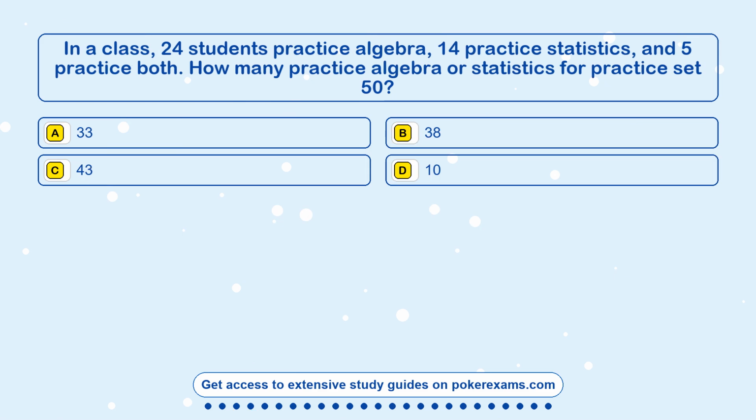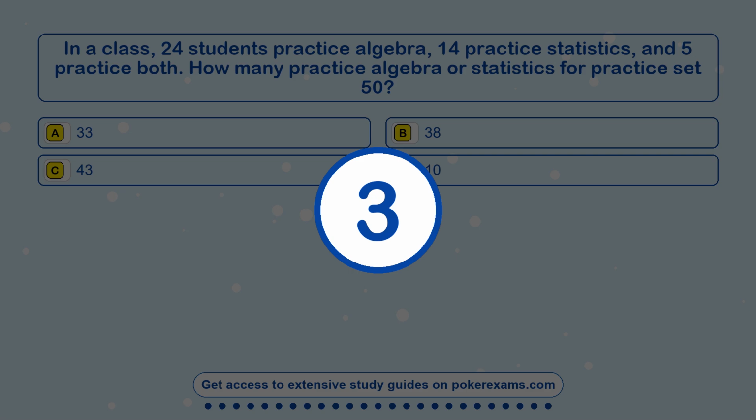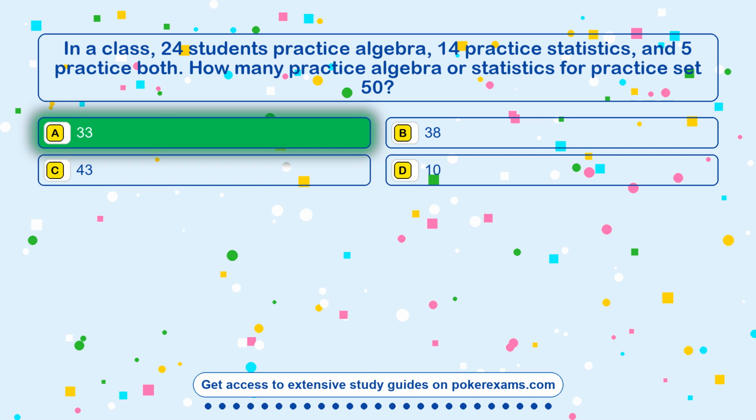Question 24. In a class, 24 students practice algebra, 14 practice statistics, and 5 practice both. How many practice algebra or statistics for practice set 50? Option A 33. Option B 38. Option C 43. Option D 10. The correct answer is option A, 33.